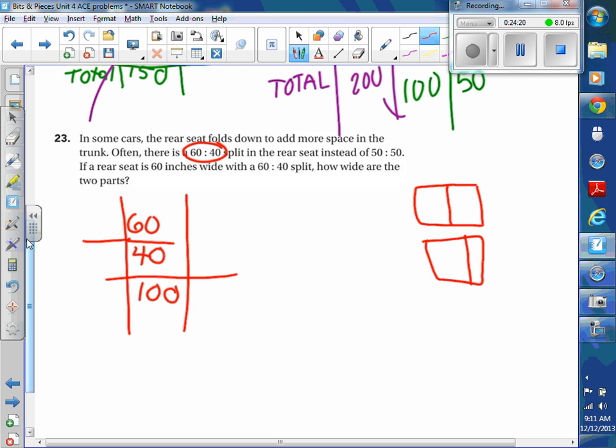If a rear seat is 60 inches wide with a 60-40 split, how wide are the two parts? So they're saying the whole seat is 60 inches wide. Look at what they said: if a rear seat is 60 inches wide, that means this whole seat is 60 inches wide. Each part has to be less than 60, right? So what am I going to do with this? If this is one part, another part, and a whole, how am I going to solve this?